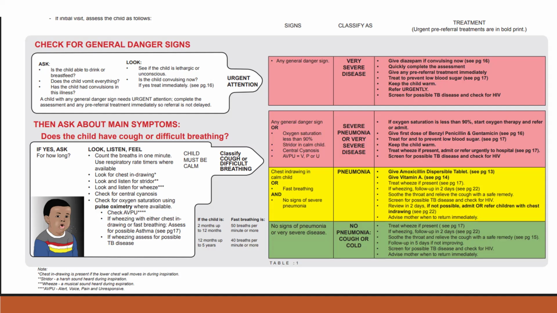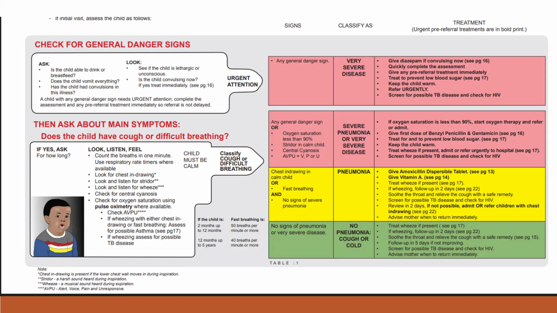And you need to look, listen, and feel. You need to count the breaths in 1 minute. Use respiratory rate timers where available. Look for chest indrawing. Look and listen for stridor. Look for and listen for wheeze. Check for central cyanosis and check for oxygen saturation using pulse oximeter. And you need to check the level of orientation: if the child is alert, responds to voice, responds to pain, or is unresponsive. If wheezing with either chest indrawing or fast breathing, assess for possible asthma. If wheezing, assess for possible TB disease.